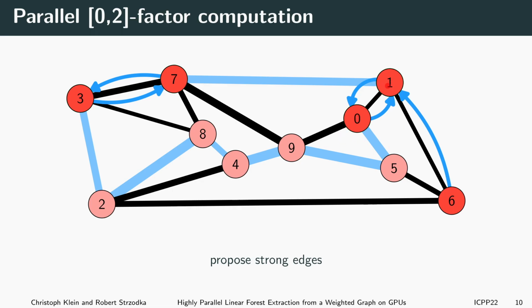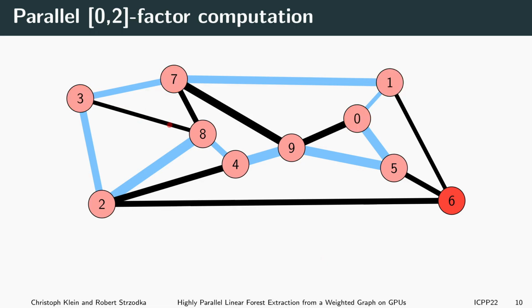Vertex 1 potentially can propose to 6 or to 0, but it can only propose one edge because it already has one confirmed edge, so it cannot propose along two edges anymore. This is what happens here. And here the same: 3 and 7 also can only propose one edge, and they do it to each other. So let's confirm the mutually proposed edges again, and then we see this is now the final 0-2 factor. Vertex 6 hasn't got any edge here, and this is something which can happen with this technique. So this would be the final 0-2 factor.